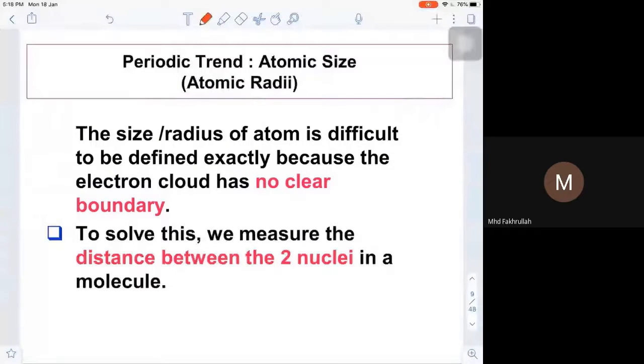Because we have discussed the orbitals before. An orbital is the same as this. It has no clear end. It depends on the movement of the electron itself actually. So if the electron moves further, then the size will be bigger. But there's no clear end.